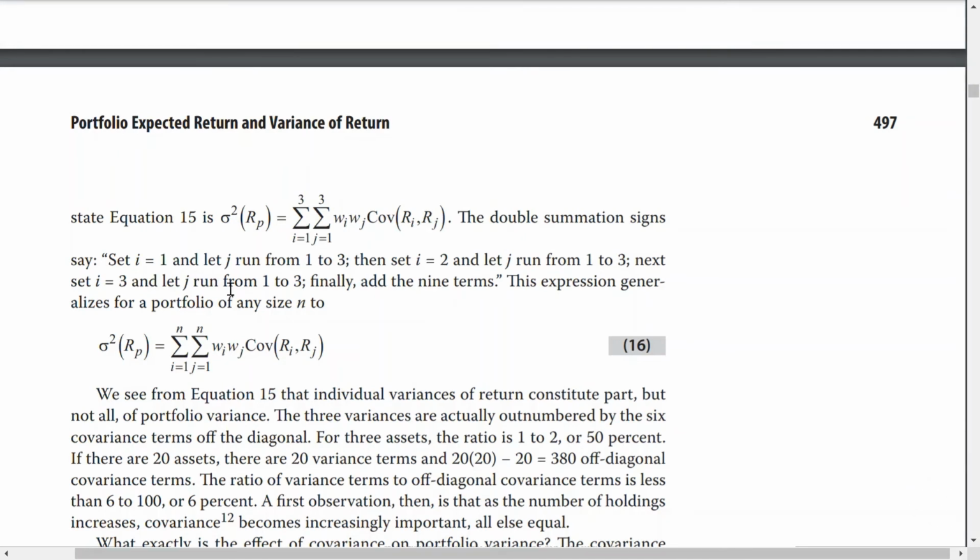Then set i equal to 2 and let j run from 1 to 3. Next, set i equal to 3 and let j run from 1 to 3. Finally, the ninth term. The expression generates the same results for portfolios of any size n.